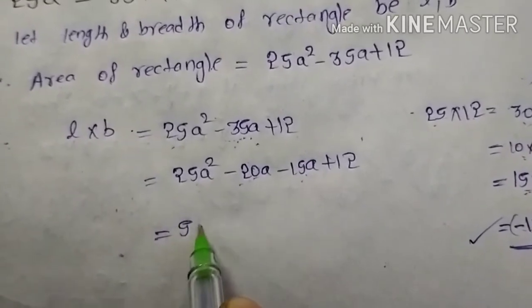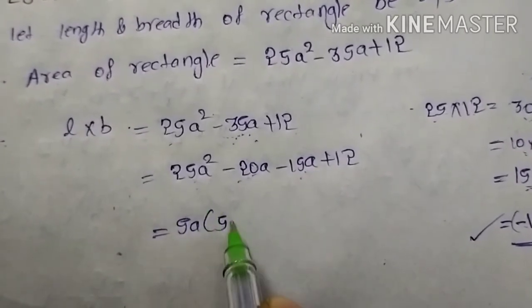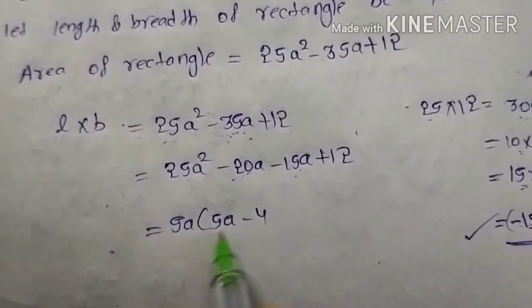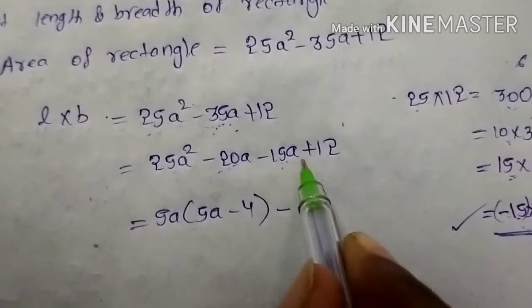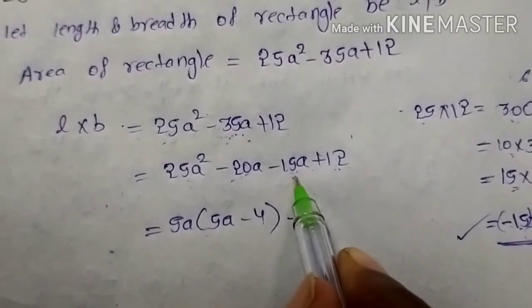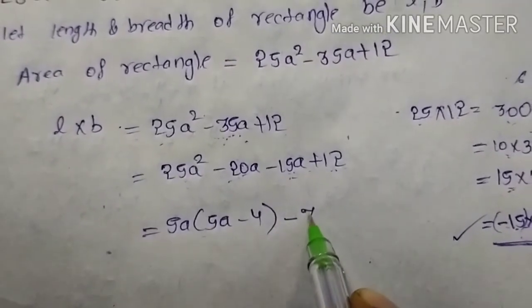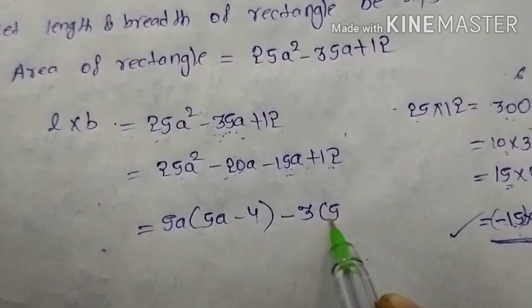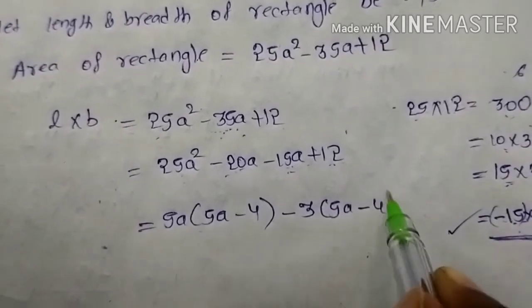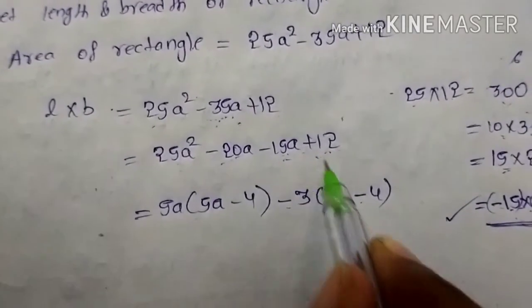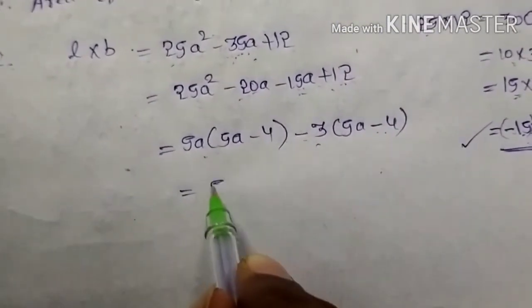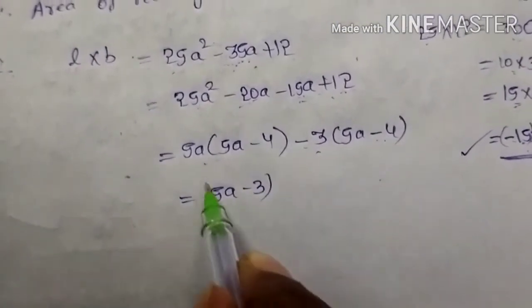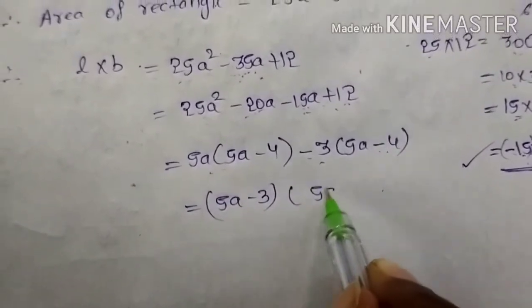That means you can take here 5a as common. 5 5s are 25, 5a minus 5 4s are how much? 5 4s are 20. That means you can see here minus 15a plus 12. 3 4s are 12, 3 5s are 15. That means can I take here 3 as common? Yes. 3 5s are 15a, 3 4s are 12. See, minus into minus is plus, so that I am writing here minus only. See here 5a minus 3. You can write here 5a minus 3 into 5a minus 4.